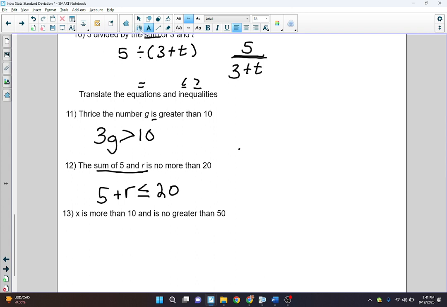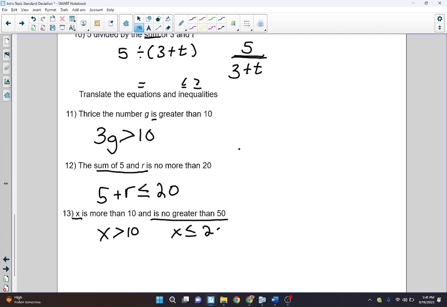Wonderful. Let's talk about how it looks. X is more than 10. So x is definitely greater than 10. We also have x is no greater than 50. That means it has to be less than or equal to 50. So x is smaller or equal to 50, kind of like it is in the previous question. X is less than or equal to 50.